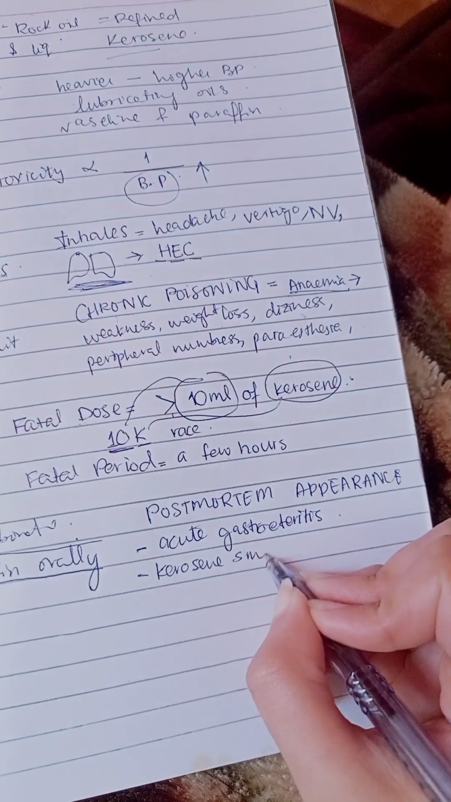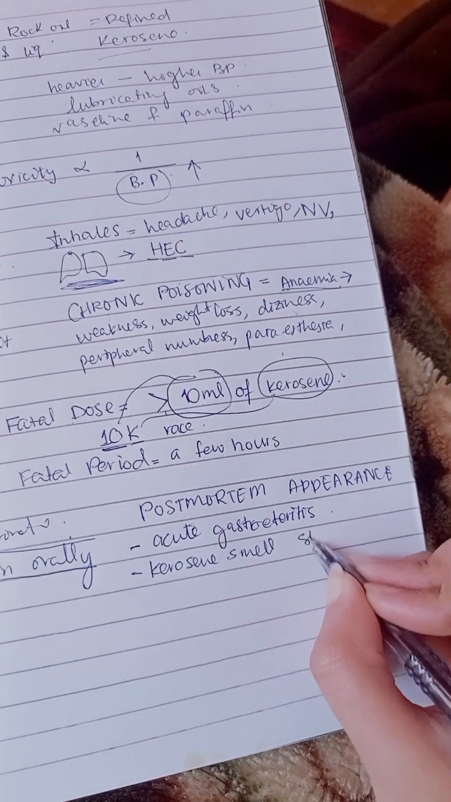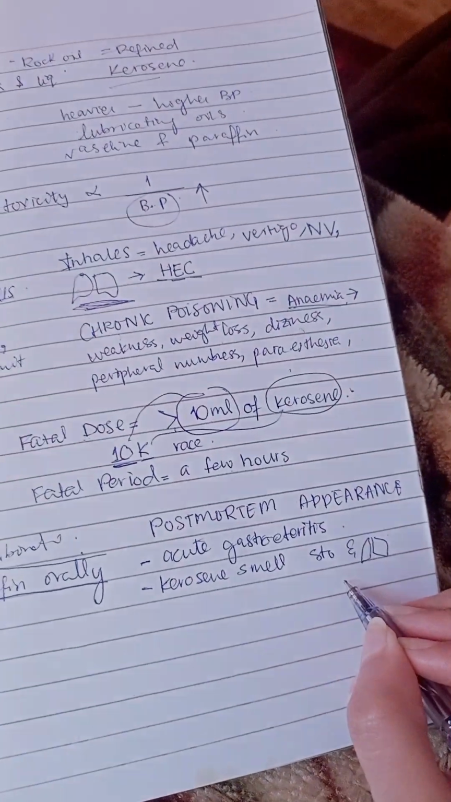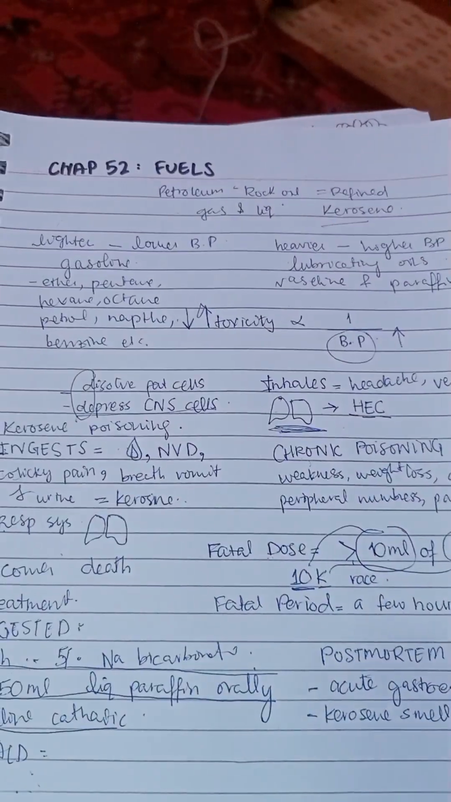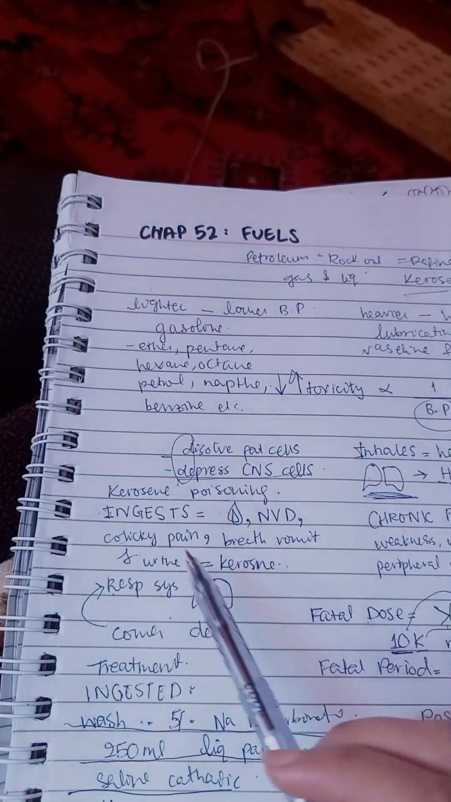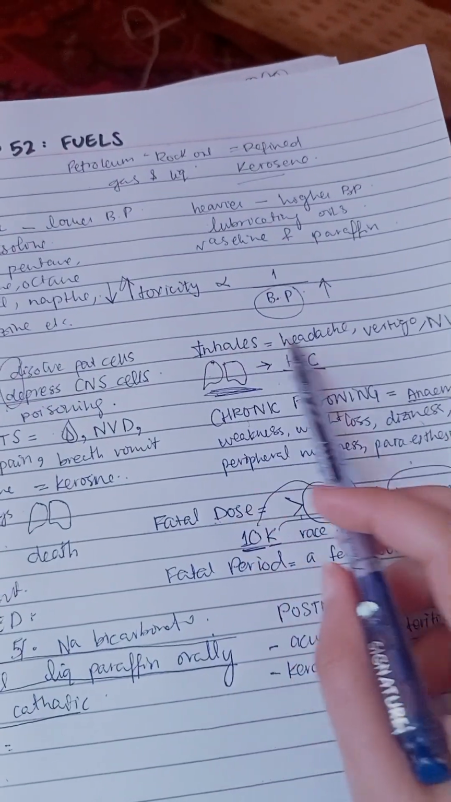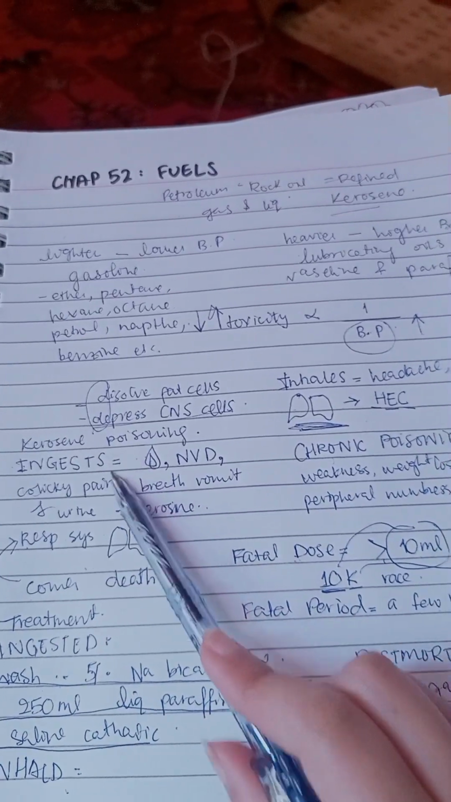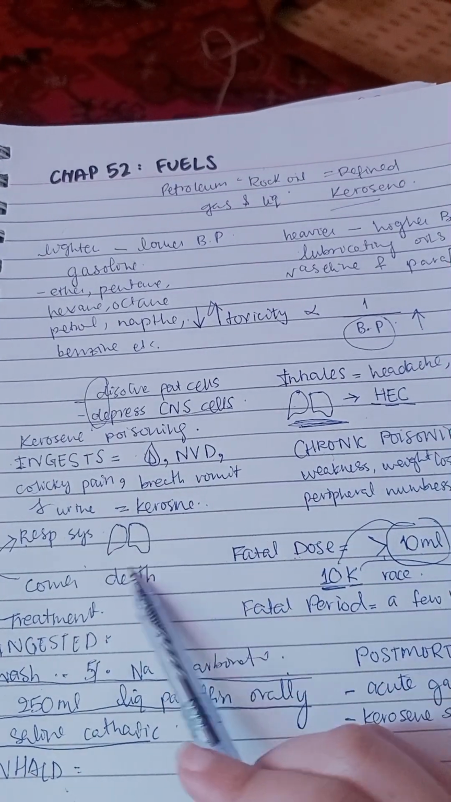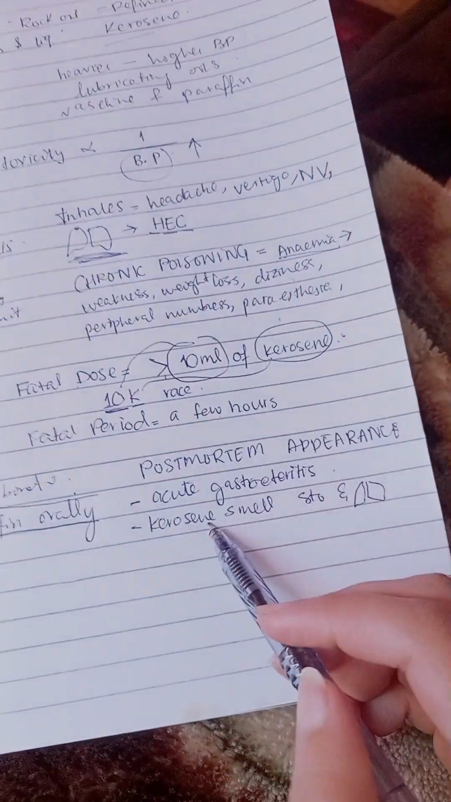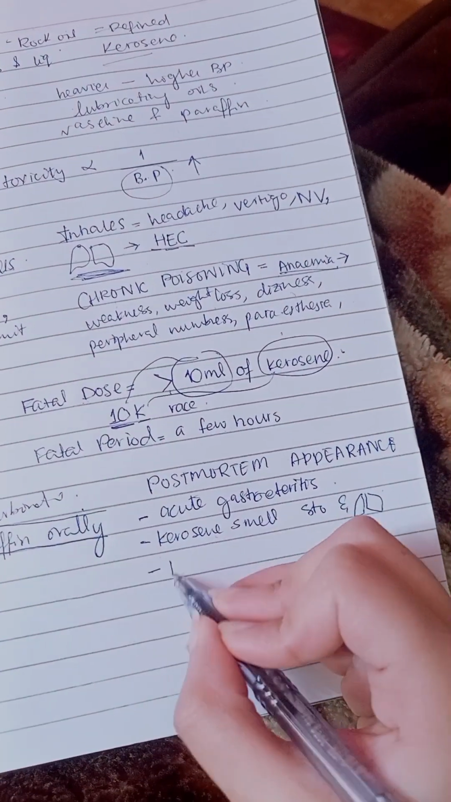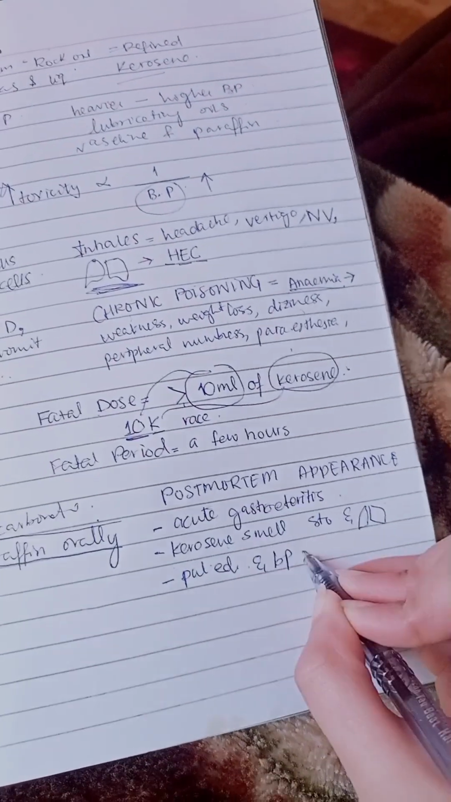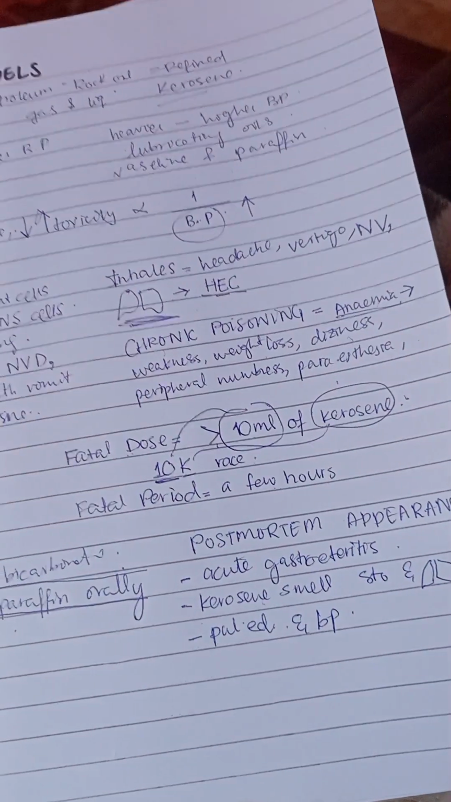The second is a kerosene smell, which is a very obvious symptom, from the stomach and the lungs. Got it? Also, like we talked about when we discussed the symptoms, in any patient who inhales or ingests kerosene there will be bronchopneumonia and pulmonary edema. So similarly, in the postmortem appearance, we may find pulmonary edema and bronchopneumonia.